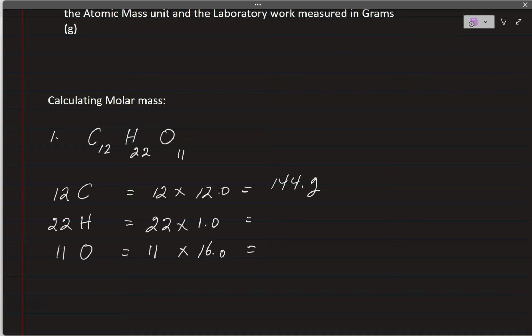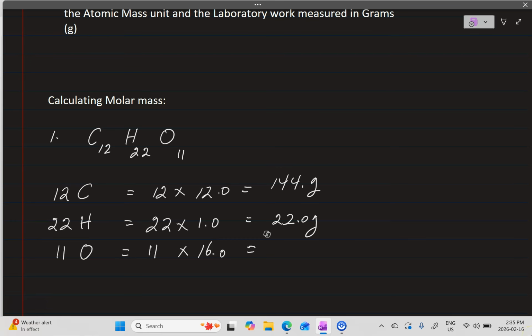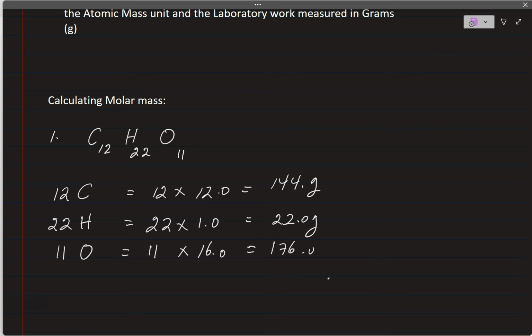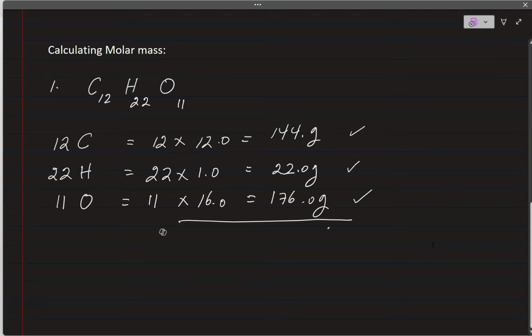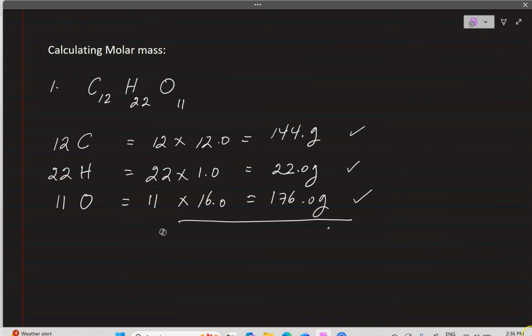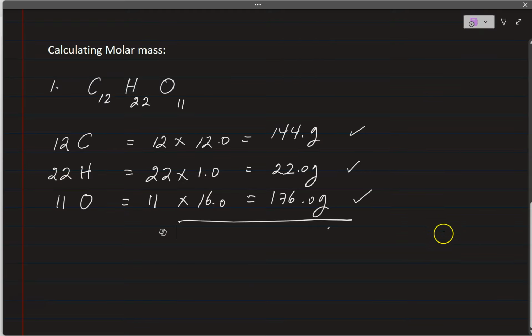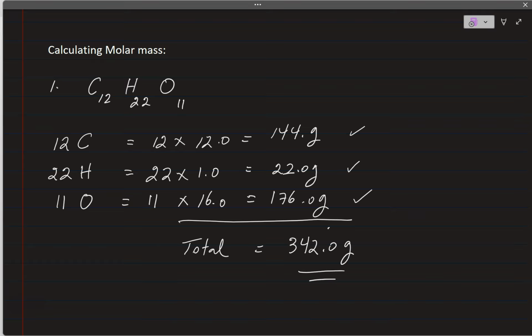That's 144 grams, that's 22.0 grams, and 176.0 grams. So this is the individual molar mass for each of the elements in this compound, but when you add them all up, you'll end up getting the total molar mass of 342.0 grams. Okay, that's how you calculate the molar mass for this one.